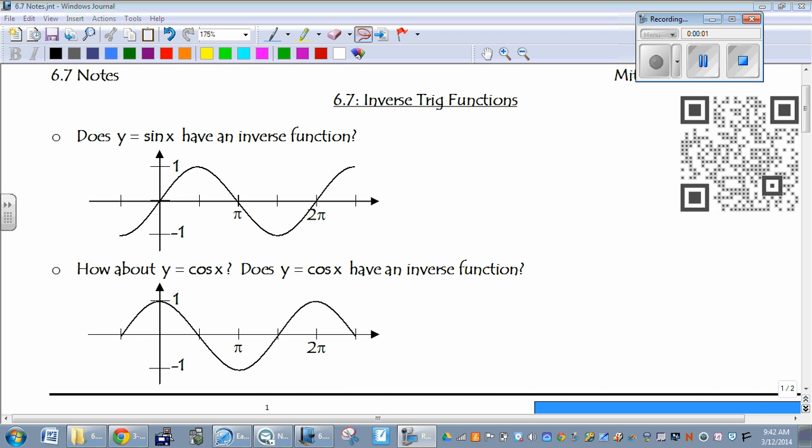Today we're looking at inverse trig functions, but most of what we're doing today is kind of review from pre-calc. We'll get into the derivatives and antiderivatives the next few days. So first question here, does y equals sine of x have an inverse function?